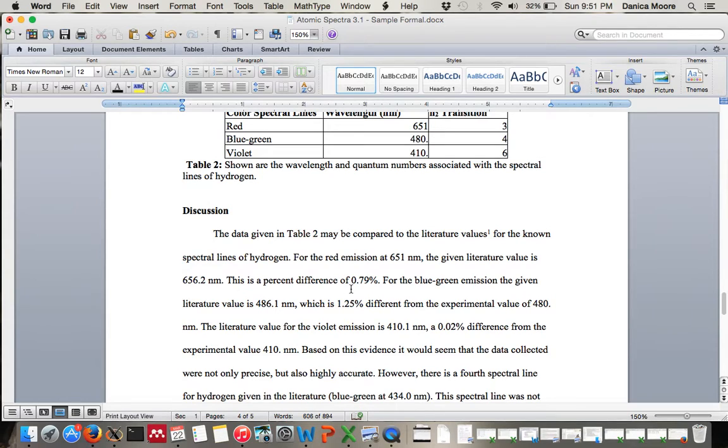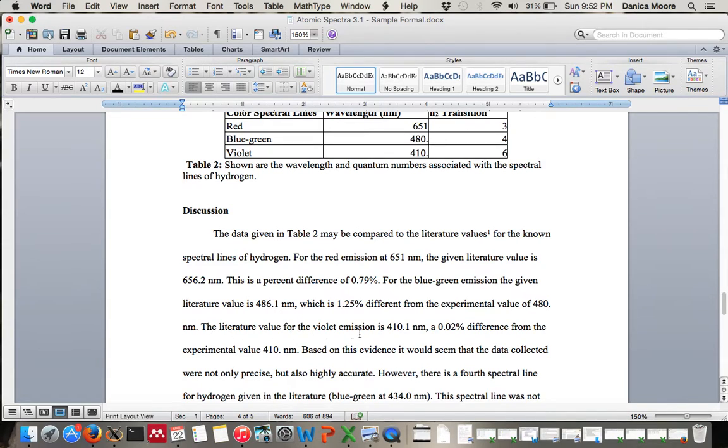Now, I don't need to show the calculation of how I got this. It's a very simple calculation, so it's not required of you to show me that you know how to do this kind of simple calculation. Okay, so for blue-green emission, the given literature value is 486.1 nanometers, which is a 1.25% difference from the experimental value of 480. Again, correct significant figures here, nanometers.